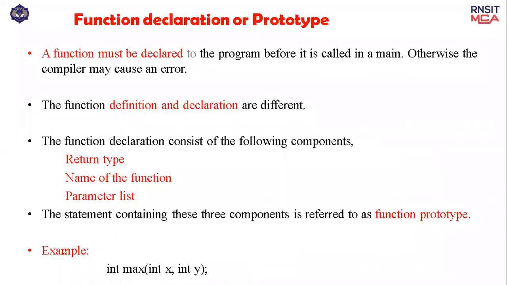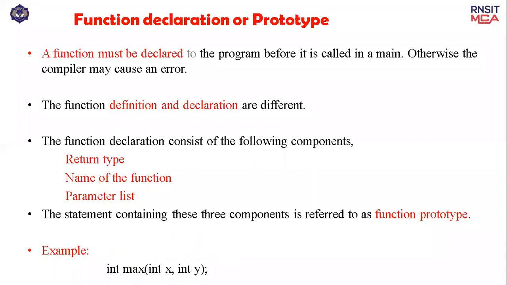And here is one example. So the declaration looks like this. Max is the name of the function, and int, it takes two parameters, and semicolon. This has to be written before the main function, before it is used. So that is what you should understand.